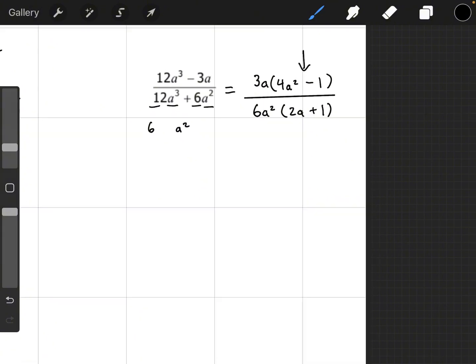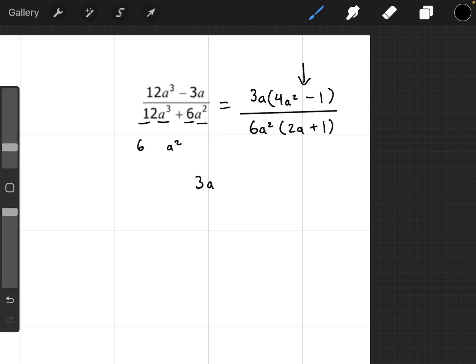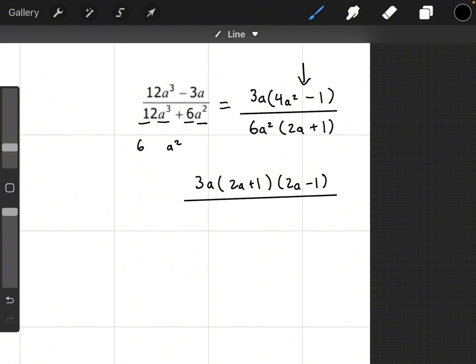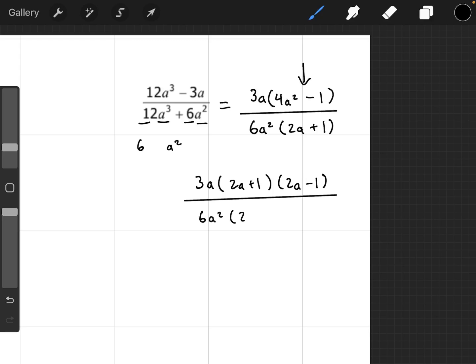Now on the top here, we have a difference of squares. So we can rewrite this as 3a times 2a plus 1 times 2a minus 1. We'll rewrite it with our denominators on the bottom. And now we can cancel out any common binomials. So we have this one and this one, which are the same, so they're going to cancel out. So now we have 3a times 2a minus 1 over 6a squared.